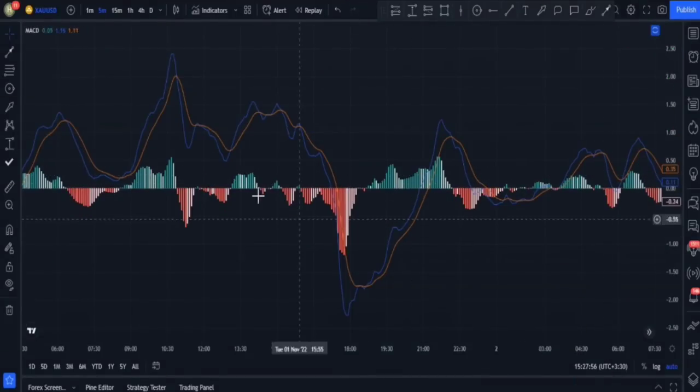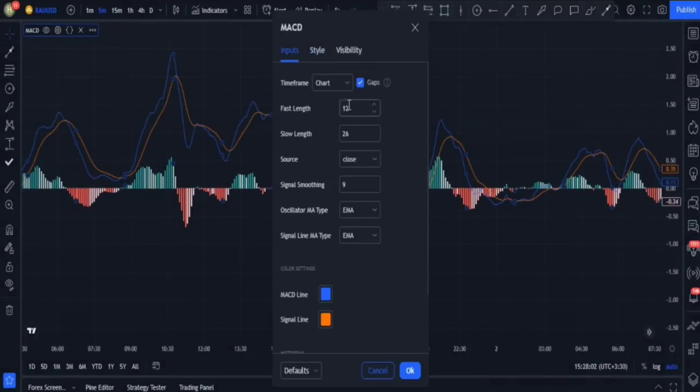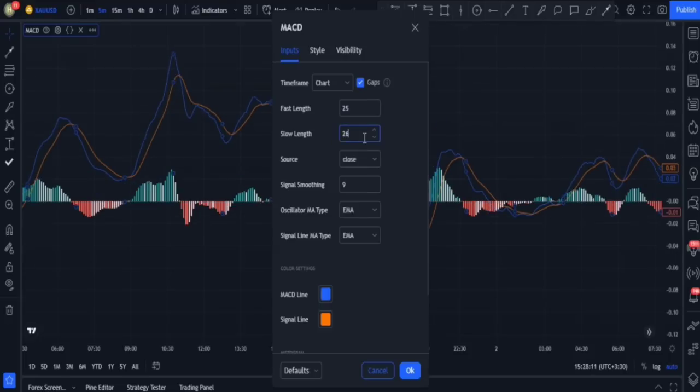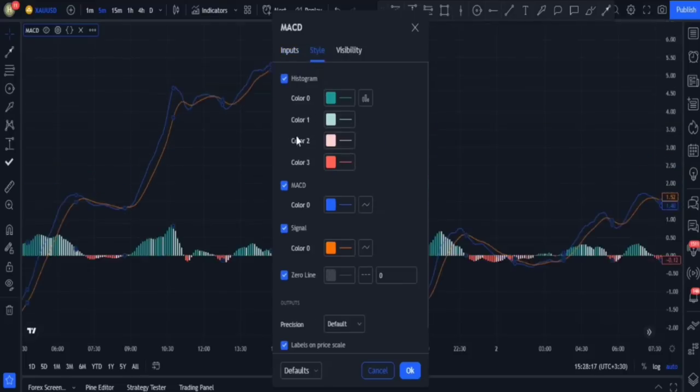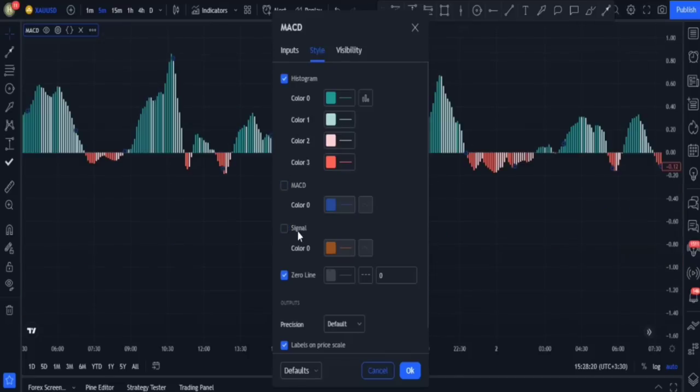This is how the MACD indicator looks. We need to change some of its settings. In order to do that, click on the gear icon. Then in the Inputs tab, change the fast length option from 12 to 25. Next, change the slow length option from 26 to 100. In the Style section, disable the MACD and Signal line options. That's it. Now we can click on OK.